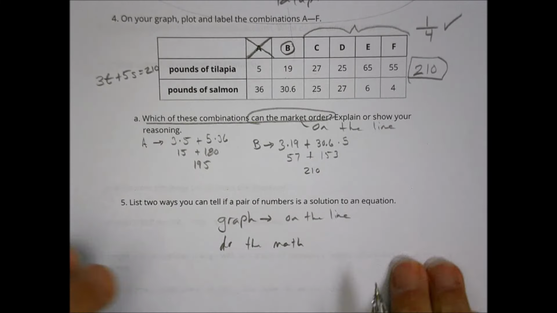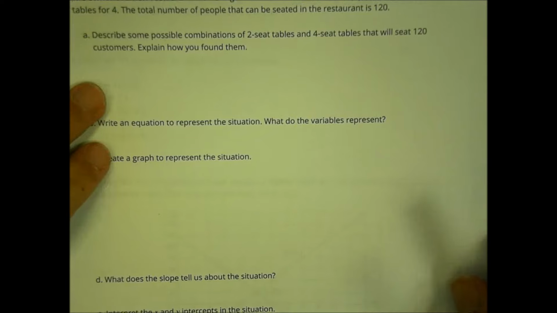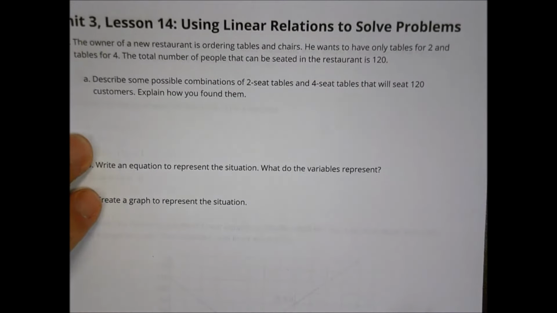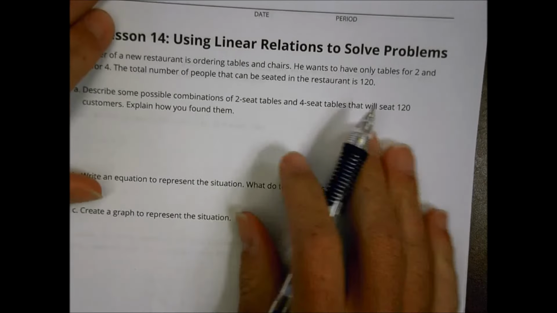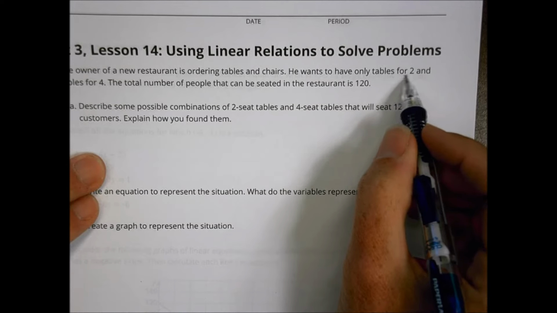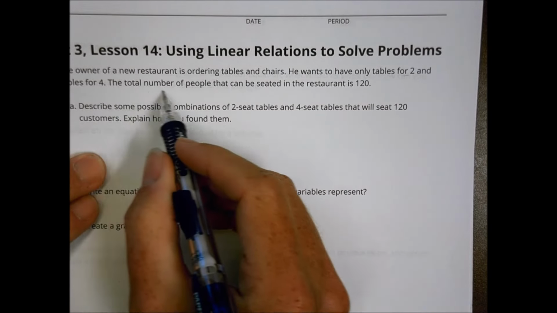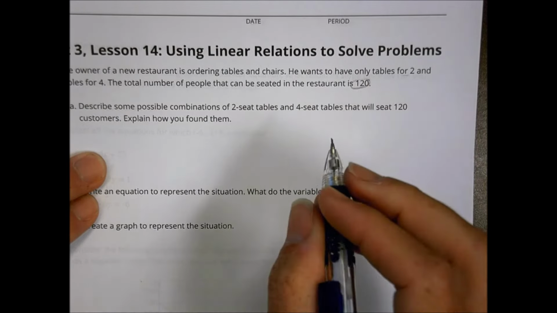Let's take a look at tonight's homework, and we'll do our last one for this unit. All right, so here we go. Homework for lesson 14. The owner of a new restaurant is ordering tables and chairs. He wants to have only tables for 2 and tables for 4. The total number of people that can be seated in the restaurant is 120. Okay, so let's see what we can do here.